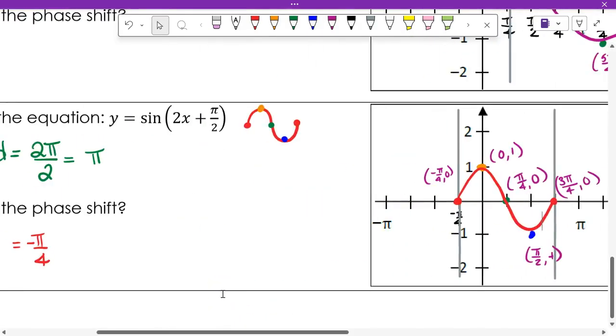Like I said, phase shift is a horizontal shift left or right. It's the opposite of your h divided by your b. You have your vertical shift, which is what's added on the outside, not inside parentheses. Notice here how this is inside parentheses. If I see addition and I don't see parentheses, it's a k value. It's a vertical shift. Okay? Hopefully that helps.